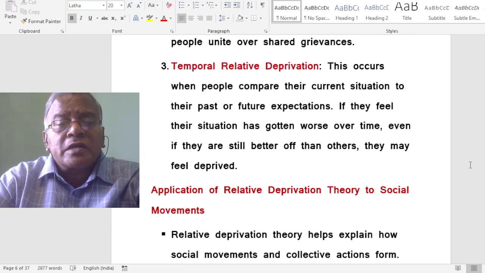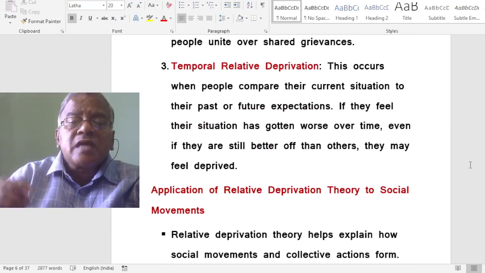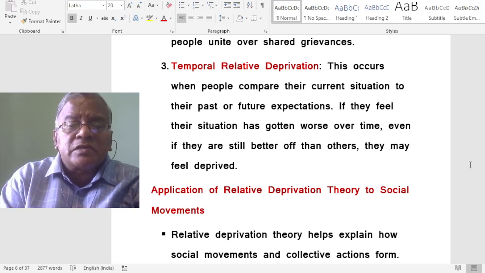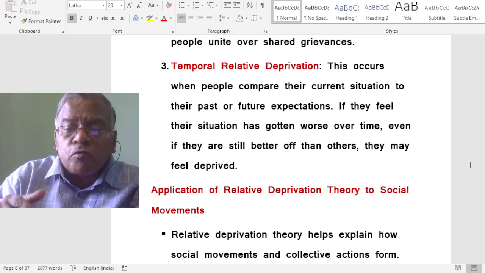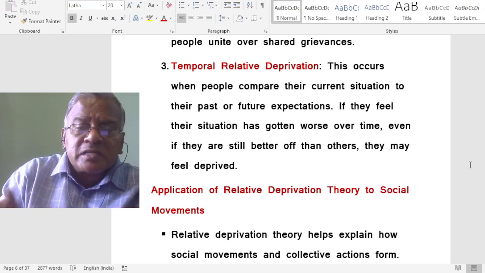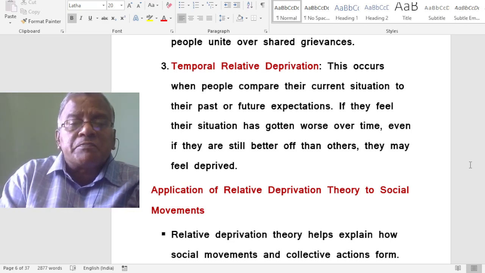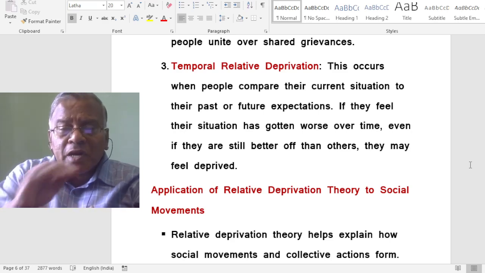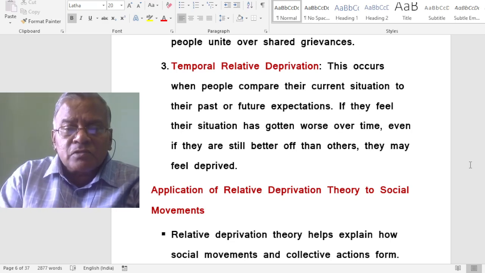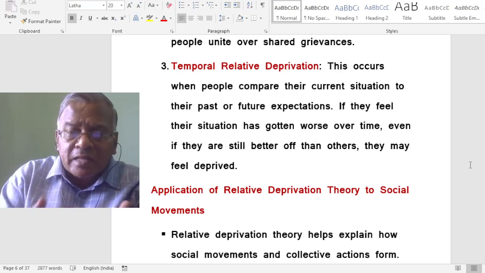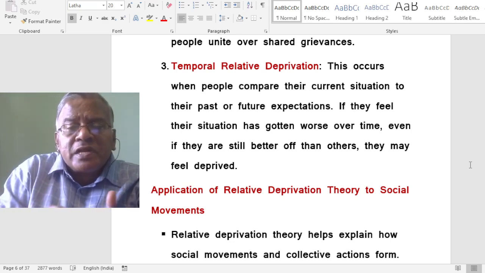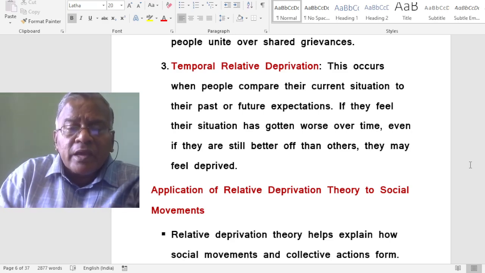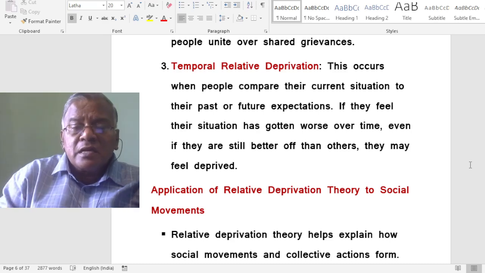Then there is a concept called temporal relative deprivation. This occurs when people compare the current situation to their past or future expectations. If they feel their situation has gotten worse over time, even if they are still better off than others, they may feel deprived. This is called temporal because of the time it happens. So again I repeat, temporal relative deprivation occurs when people compare the current situation to their past or future expectations. If they feel the situation has gotten worse over time, even if they are still better off than others, they may feel deprived.